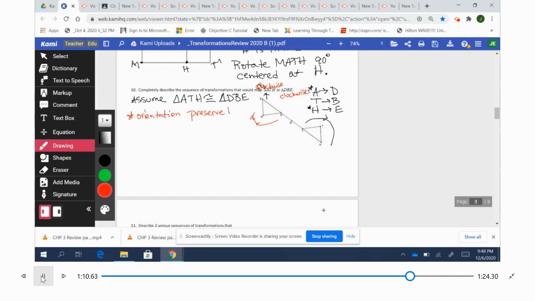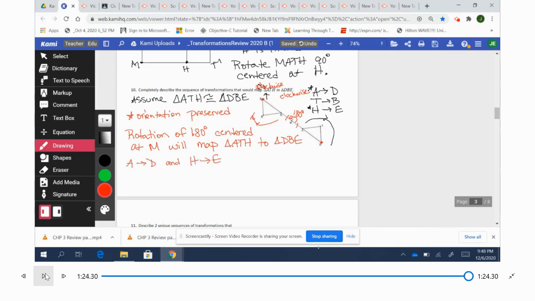So those two pairs of points mapping onto each other will be enough. All right, so it's just writing down orientation's preserved. It's going to be a rotation of 180 degrees, center H. We'll map ATH onto DBE. Okay, that's it for page 3.